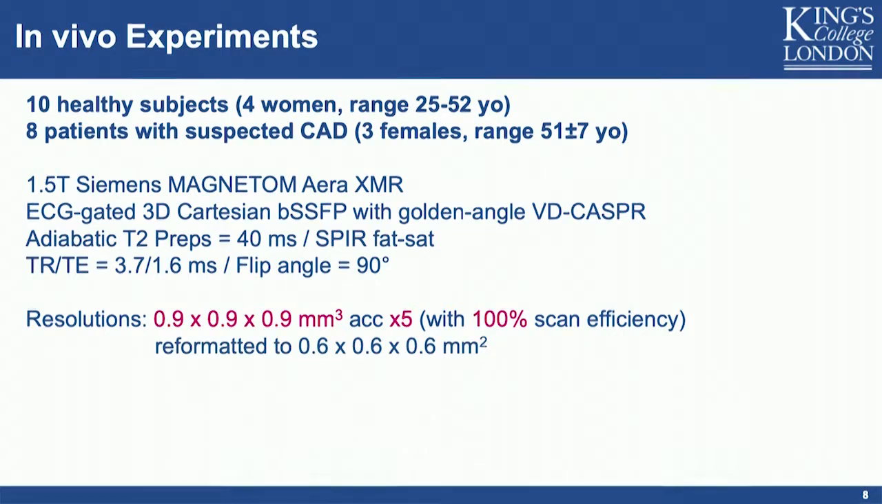We validated this framework in 10 healthy subjects and 8 patients with suspected coronary artery disease. We've implemented everything on our 1.5T Siemens scanner, and we have a sub-millimeter resolution here. We went for an acceleration factor of 5 to reach a sub-10 minute acquisition. So this is a predictable scan time, 100% scan efficiency. So you push the button and you know exactly when the scan is going to finish.